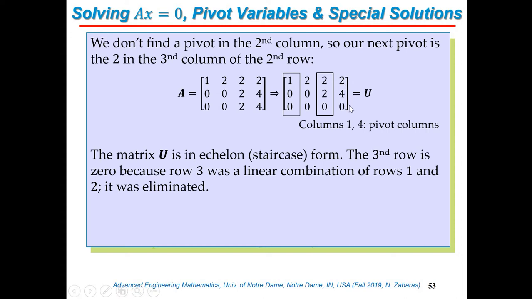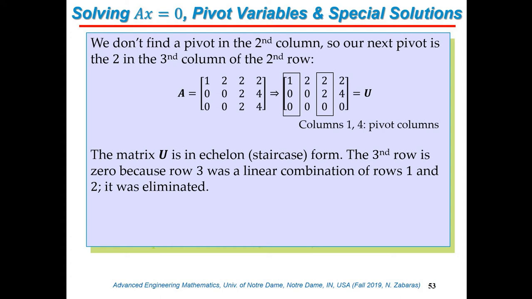The third row we are not interested in. It's all zeros. It was eliminated because it was a linear combination, actually identical to the second row, when we derived the matrix that we had on the previous slide. And these columns that you see inside the squares here are the pivot columns, okay? But what we need to do is we have two free variables, x2 and x4.